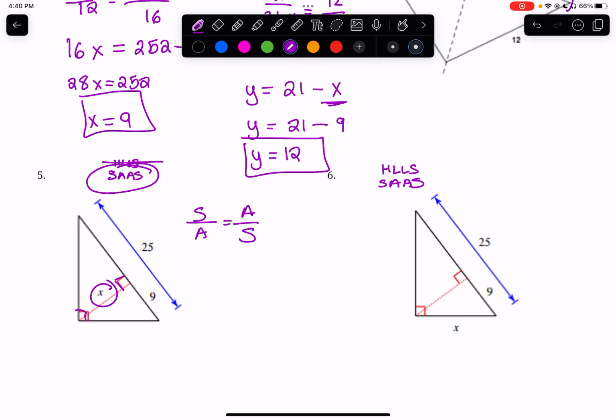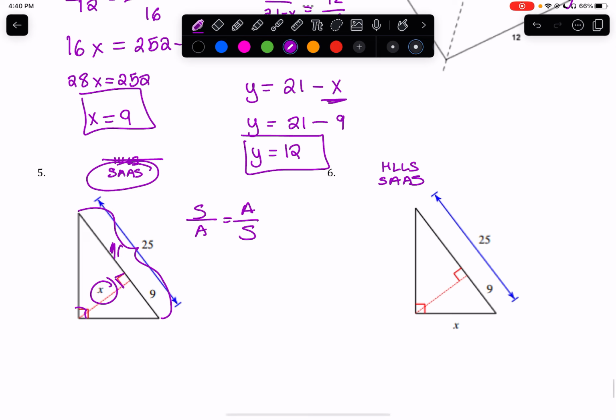So in this case, they give us the entire length is 25. I really just want to know what this piece is, so I can just do 25 minus 9 to get 16. So now I can fill in: my side is 9 over x equals x over 16. Cross multiply, x squared is equal to 144, which when you take the square root, you get that x is equal to 12.